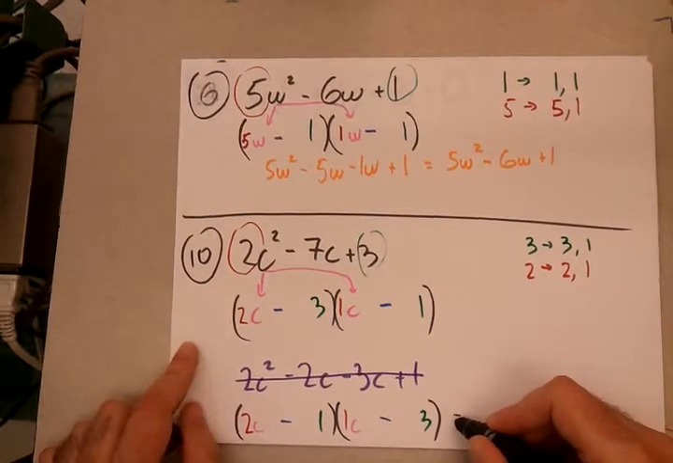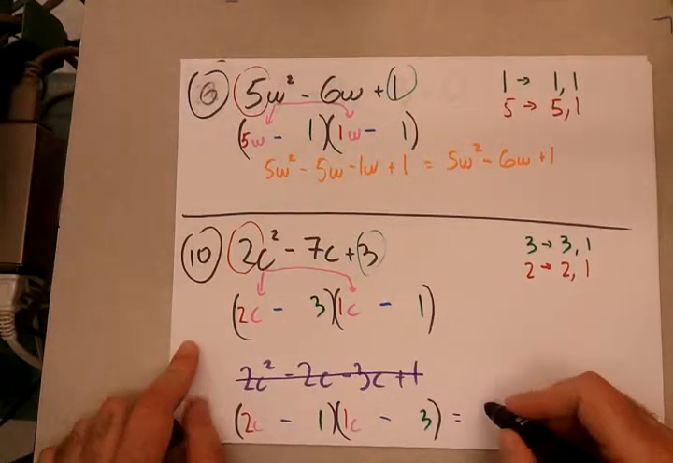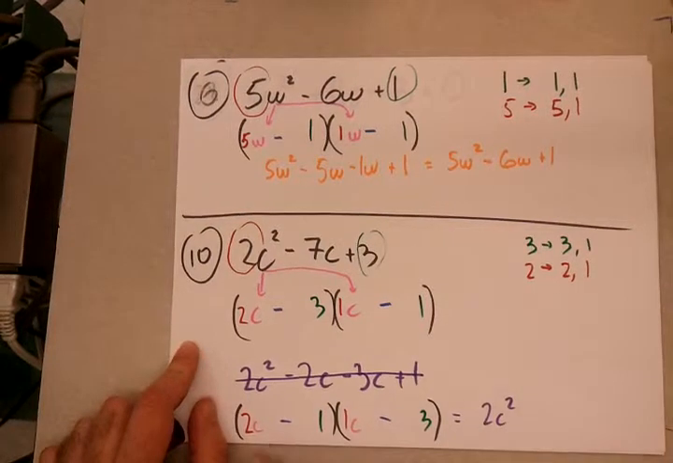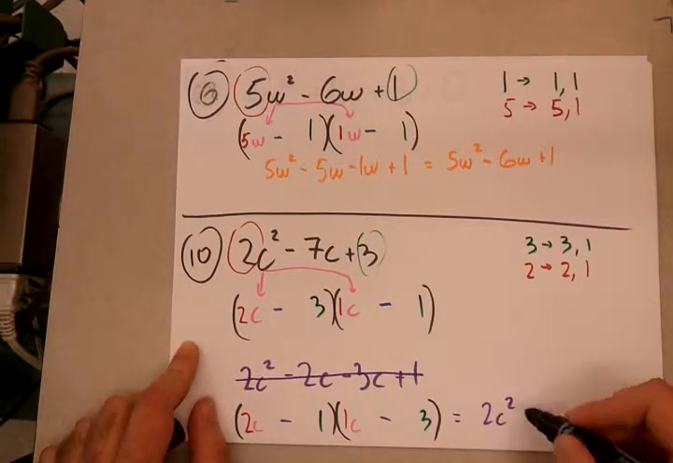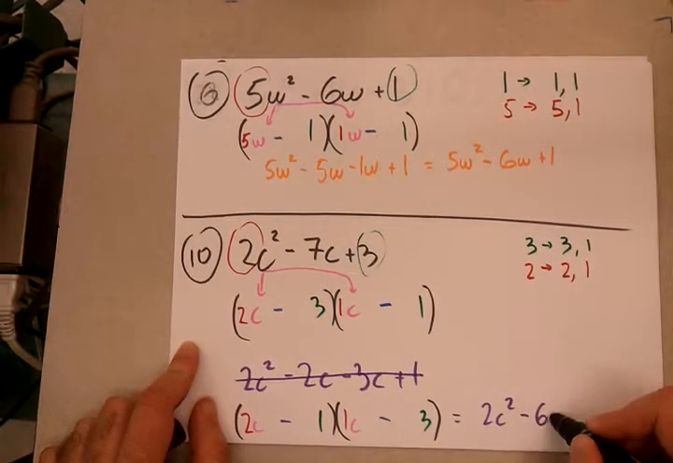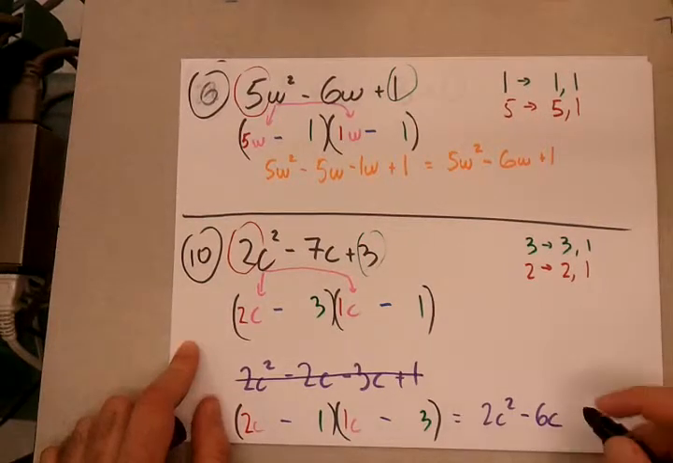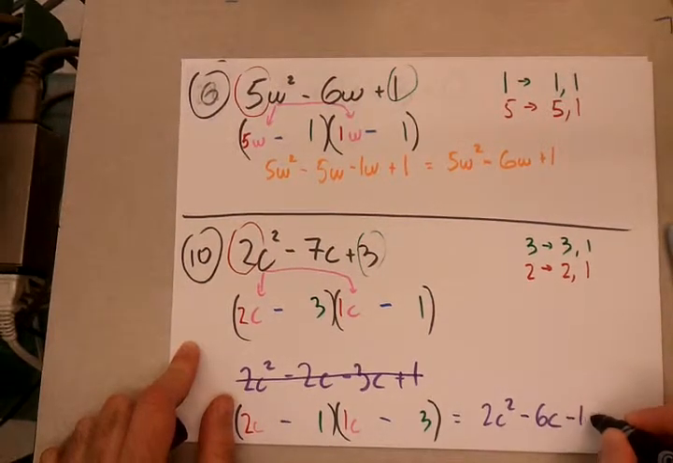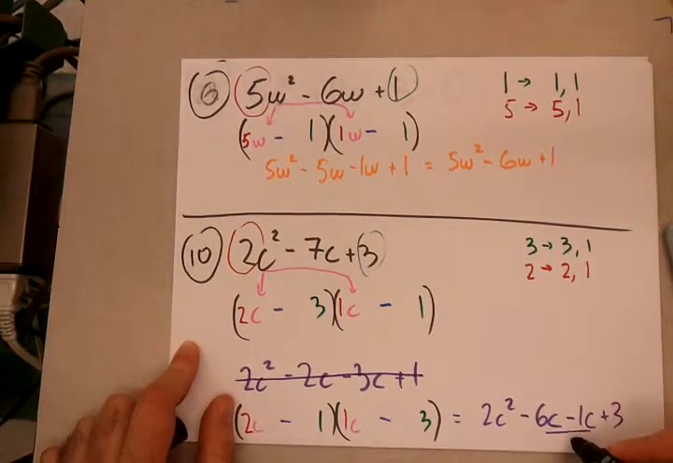Let's FOIL. 2c times 1c, that's still 2c squared. 2c times -3, that's a -6c. -1 times 1c, that's -1c. -1 times -3 is a +3. And when I combine these, I get -7c.